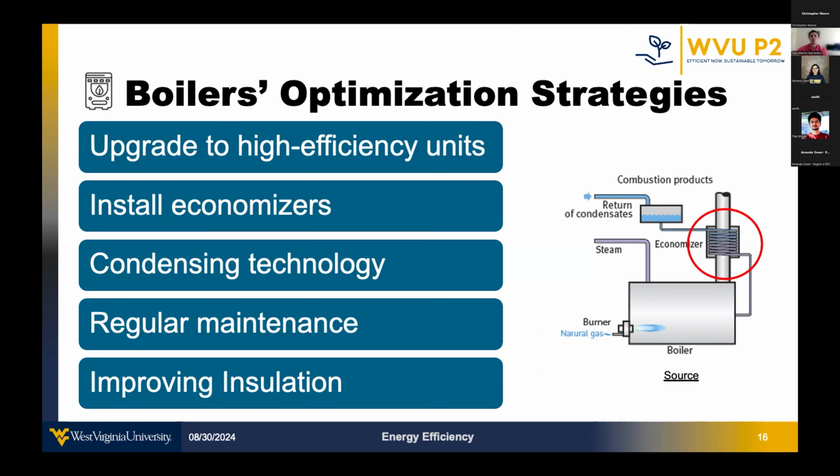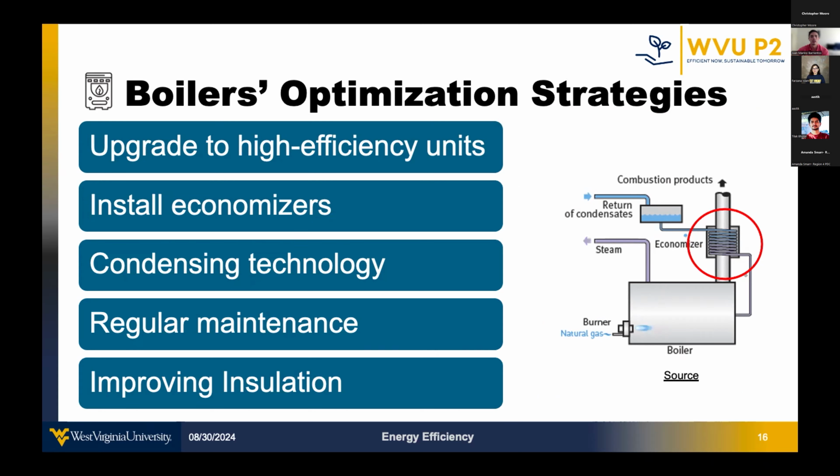Some optimization strategies to improve the efficiency of boiler systems. First, upgrading to high efficiency units with higher AFUE ratings can significantly reduce fuel consumption. Modern boilers are designed to maximize fuel use, making them much more efficient than older models.